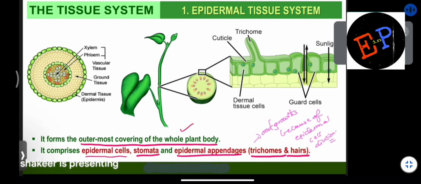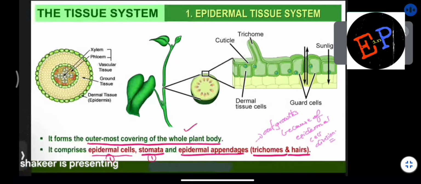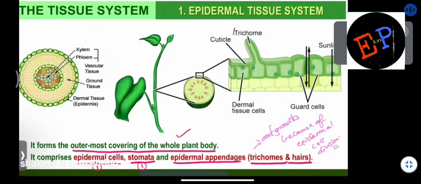So what types of cells does it have? Epidermal cells are present, stomata are present for respiration purposes, and epidermal appendages. Appendages means extra growths in the form of trichomes and hairs present on the epidermal tissue system. Are you able to understand? Here you are seeing this trichome, a head-like structure. This is called a trichome.